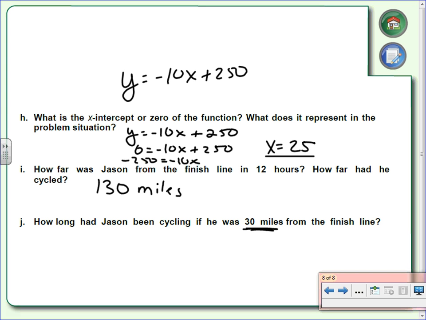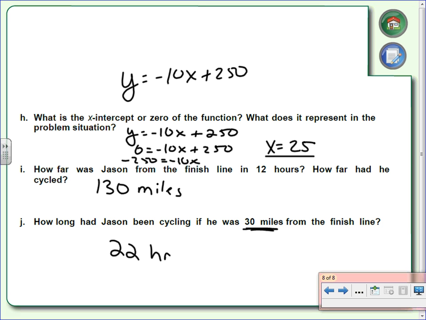What do you see right next to that 30? 22 hours. In other words, how long did he travel? He's been on there for 22 hours, and now he's only 30 miles from the finish line.